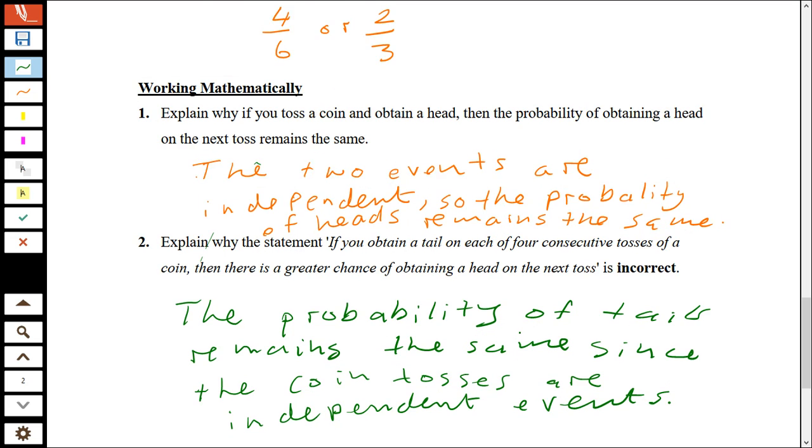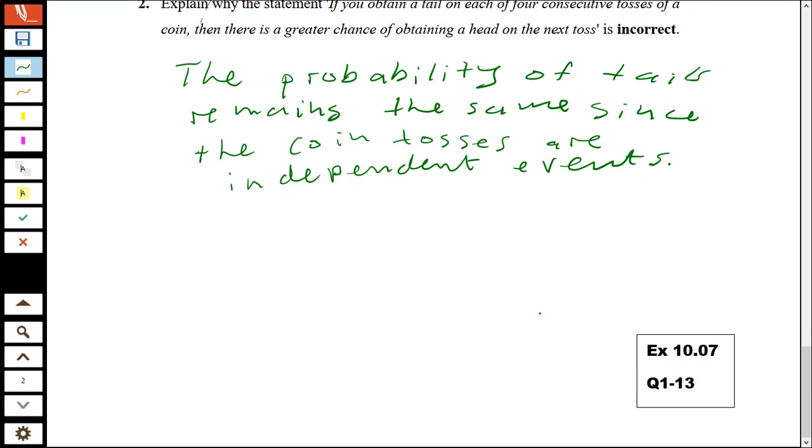Now, make sure all that's copied down onto your notes. And you're going to do exercise 1007, question 1 to 13. Okay, question 1 to 13 from exercise 1007.